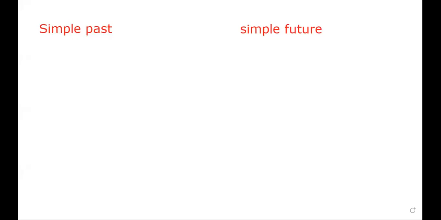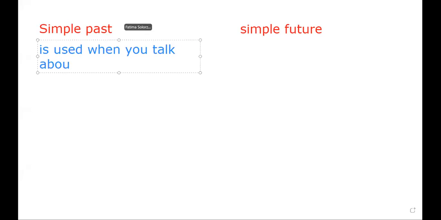We are going to start with simple past. Do you remember simple past? Yes, right? Okay. How do we use the simple past tense? Remember that the simple past tense is used when you want to talk about past actions. Past actions, actions that are already finished, that for the moment, these actions are not going to happen again.